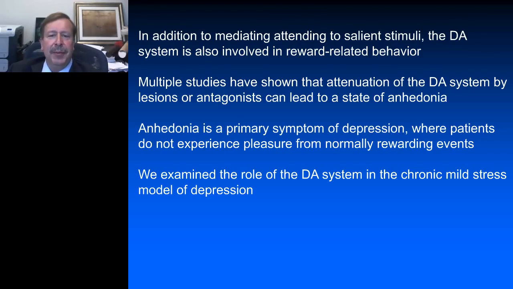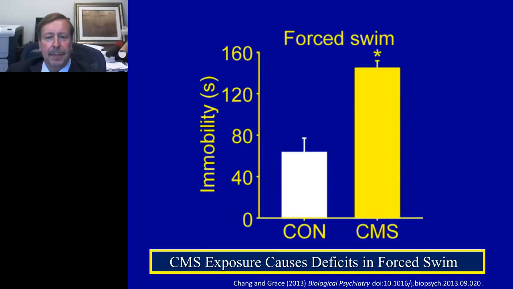We examined the role of the dopamine system in a well-known model of depression, which is the chronic mild stress model. What we find is if we expose rats to chronic mild stressors, and then look at classic models of depression, such as forced swim, where animals are placed in a shallow tub of water, where they have to try to escape. What you find is that normal rats will swim around for a period of time, keep trying to escape until they find that they can't escape, and then just become immobile and float. And they do this rather rapidly.